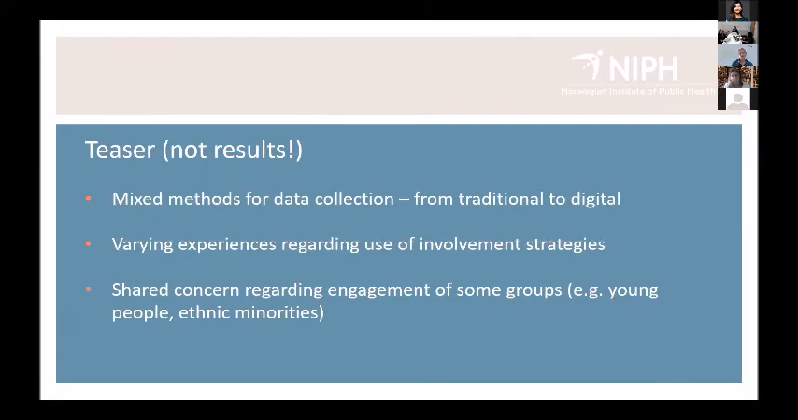We also see varying experiences regarding the use of involvement strategies. My gut feeling is that there is a lot of trial and error being done, that the cohorts are trying different methods to see what works. And again, we are hoping to see patterns of what may work when looking at the different cohorts. There is clearly some shared concern regarding engagement of certain groups, and this applies to young people, the children becoming adults, but also ethnic minorities. In some cases, men may also be difficult to engage.